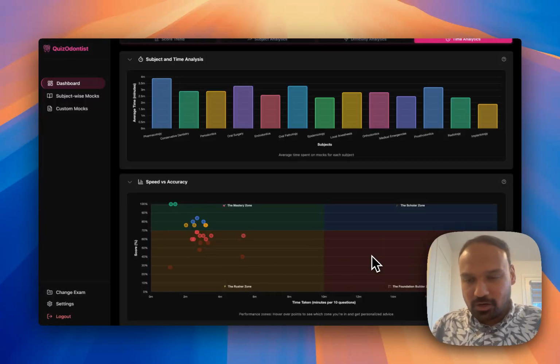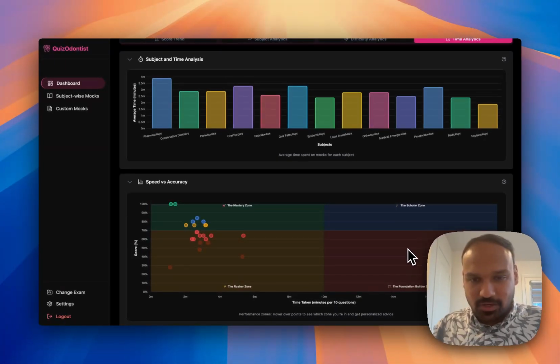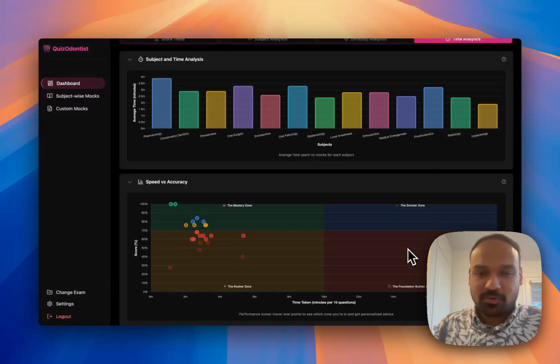The first quadrant that we are going to look at is the foundation builder. If most of the dots are in the foundation builder zone, it's a clear sign of a foundational knowledge gap. Speed isn't your problem right now. The core concepts are. Your prescription is simple. Go back to untimed subject-wise practice mocks and truly understand the material.